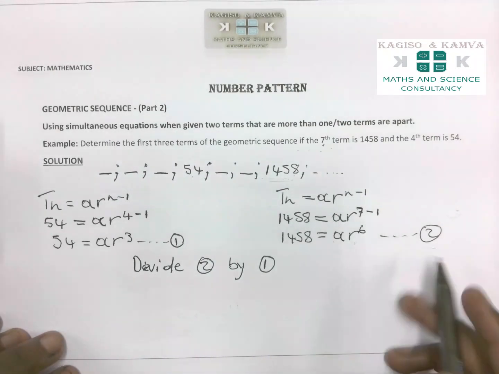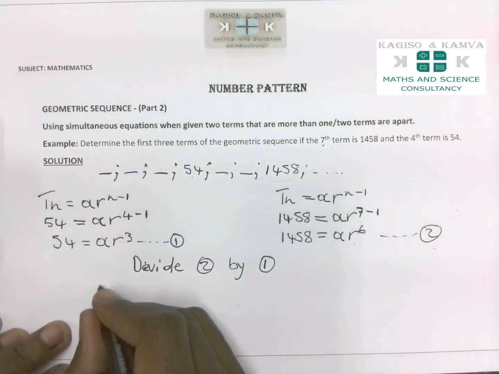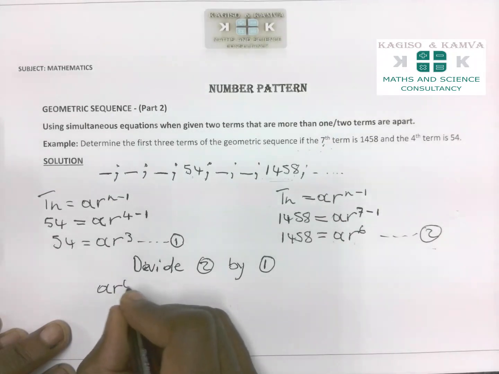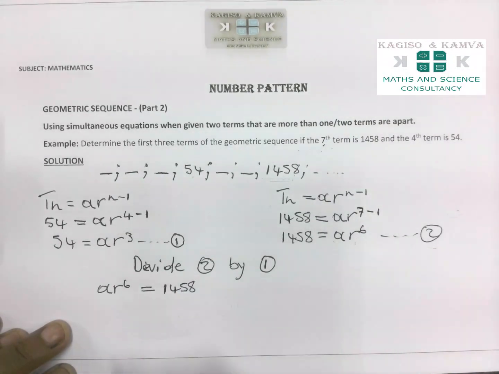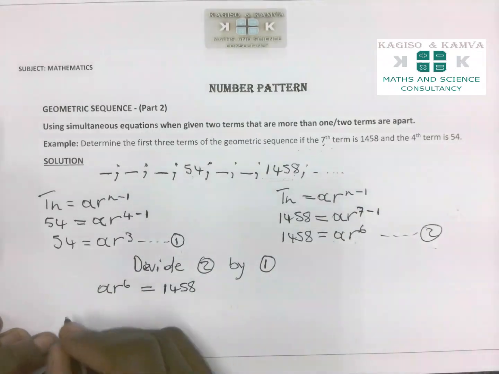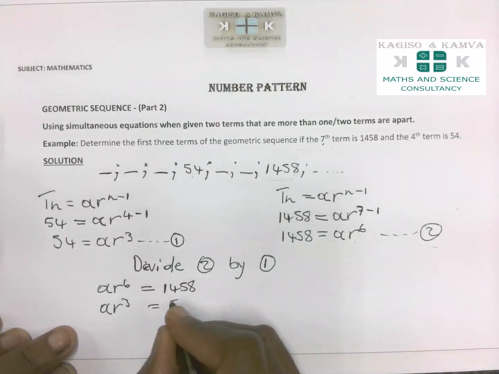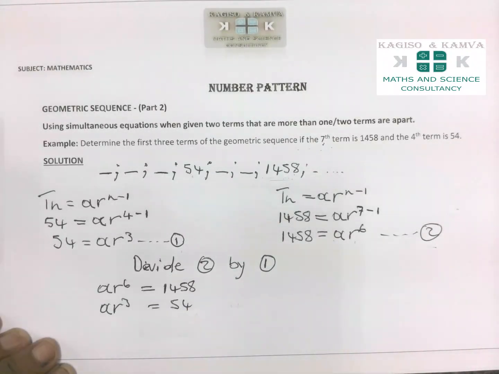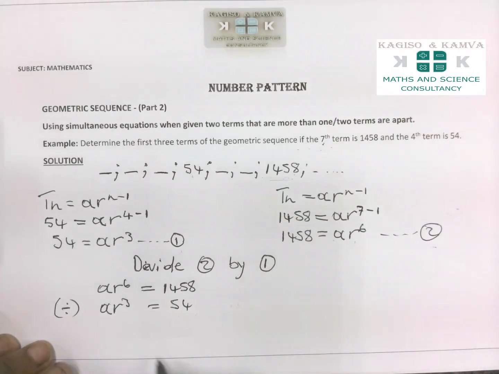Now what is equation 2? Equation 2 is ar to the exponent 6 equal to 1458. Equation 1 is ar to the exponent 3 equal to 54. So we divide here.